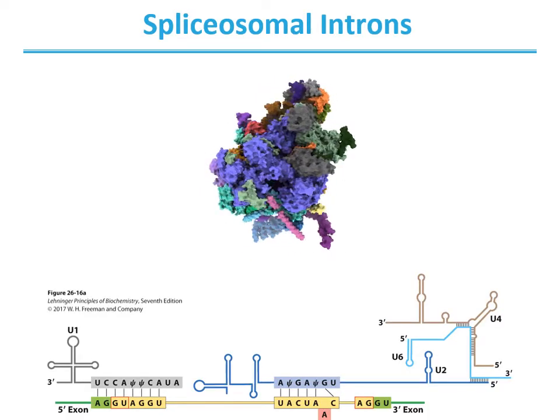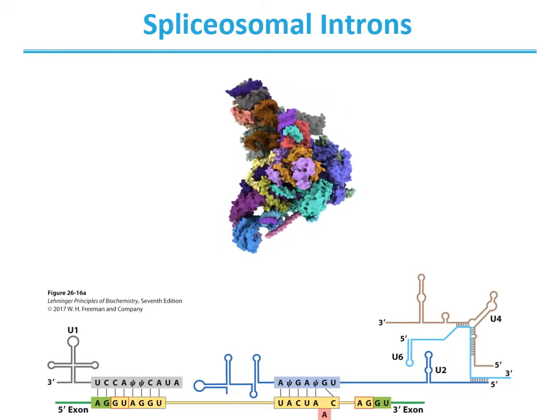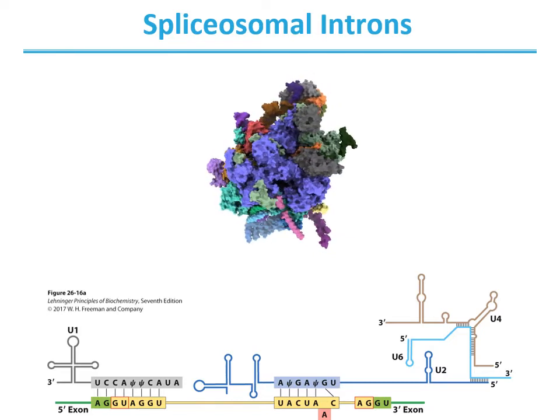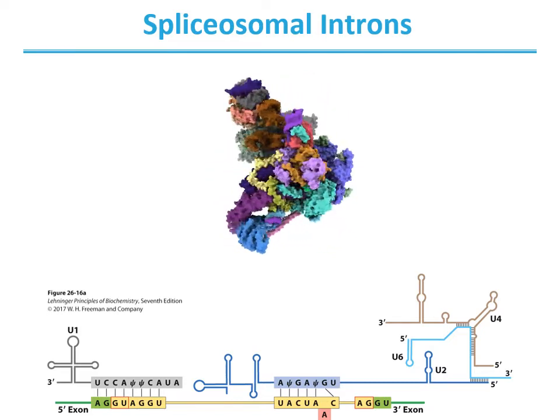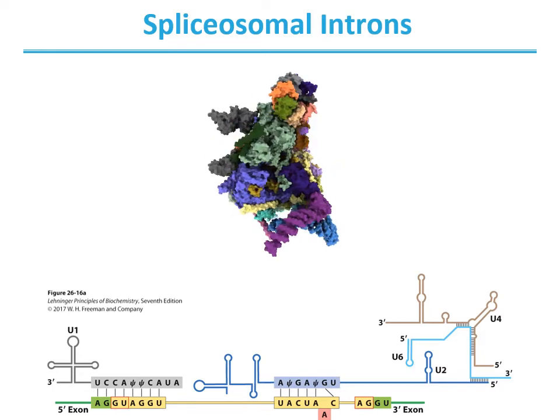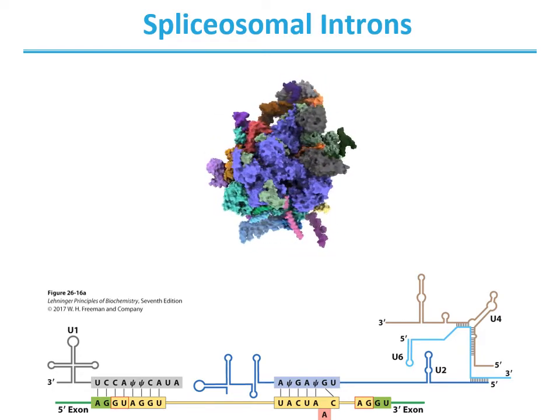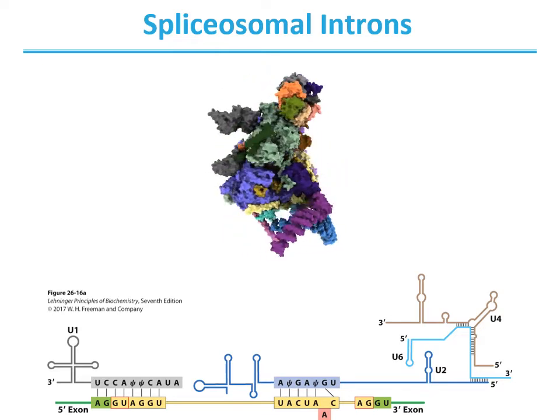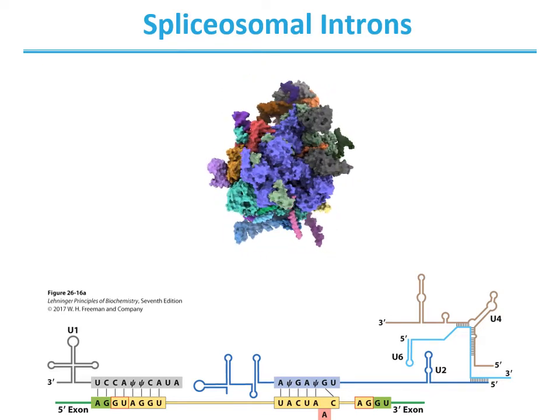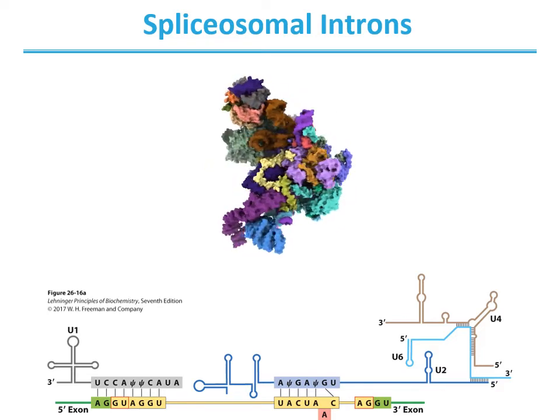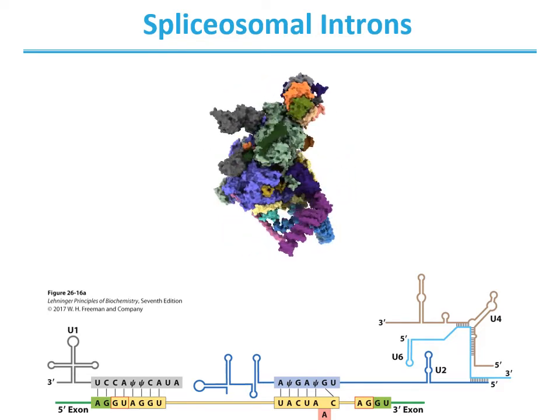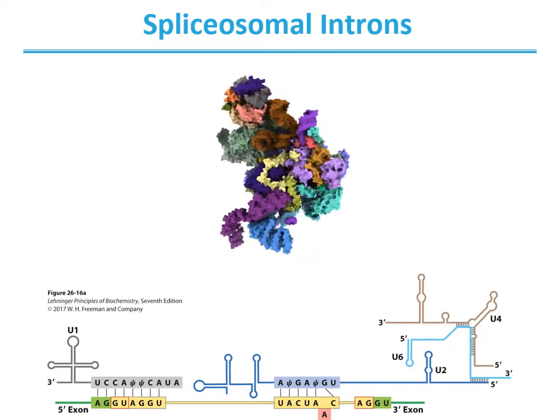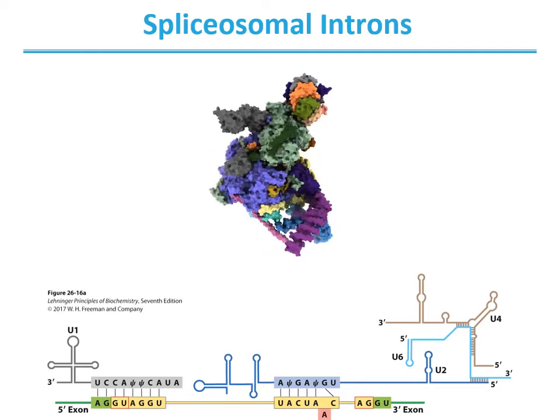Spliceosomal introns. Spliceosomal introns are removed via a large complex called the spliceosome, shown here as a surface model. The spliceosome is made up of SNRPs, which stand for small nuclear ribonucleoproteins. SNRP RNA is called snRNA, for small nuclear RNA, which is 100 to 200 nucleotides long. There are 5 snRNAs known in eukaryotes: U1, U2, U4, U5, and U6.